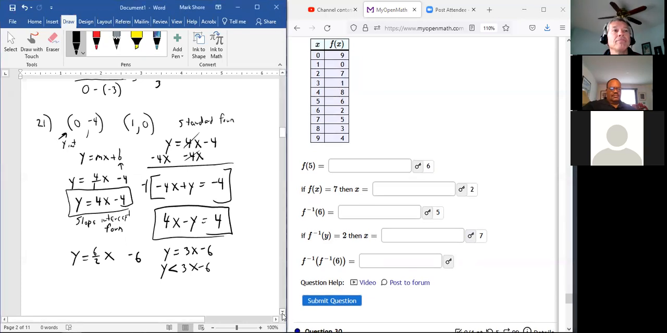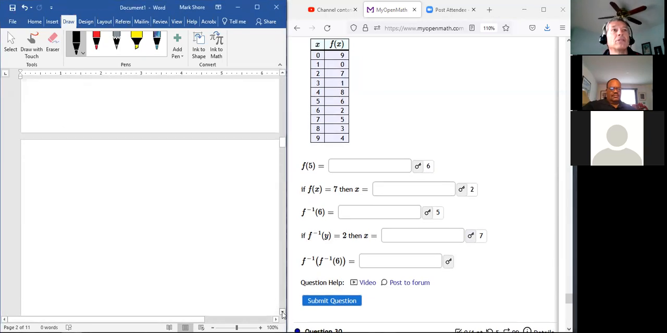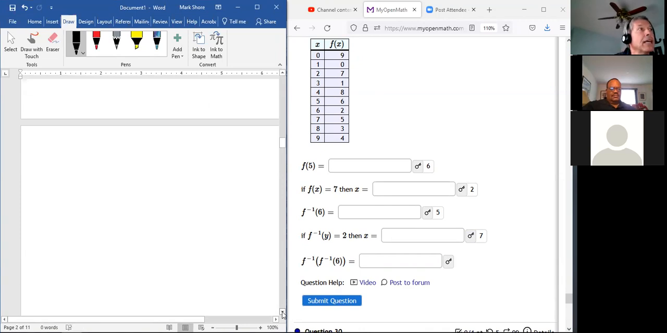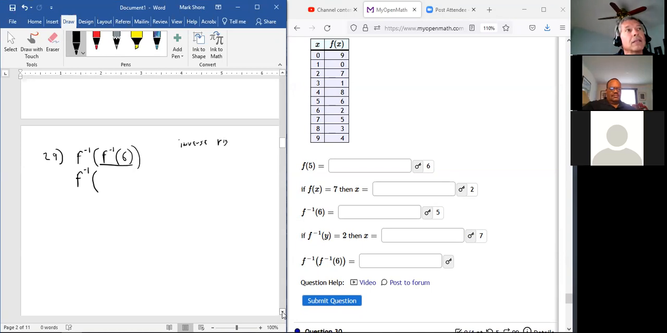So this one, let me write it up here. This is, I think, problem number 29, and it's the last part of 29. So this is f inverse of f inverse of 6. So you've got to work it from the inside out. When you're doing the inverse, that -1 right there, which is called the inverse, then you have to work from right to left. The regular function f of 6 would be left to right. When you see inverse, it's right to left.